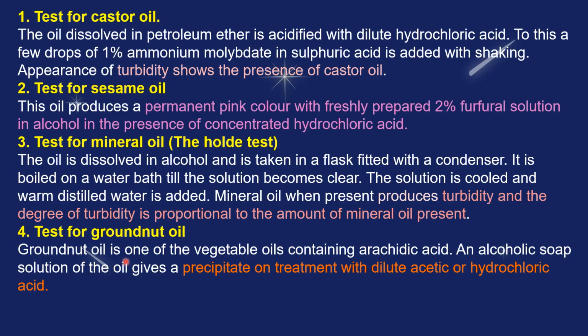Next is the test for groundnut oil. In order to check the mixing of groundnut oil, the groundnut oil has arachidic acid. So an alcoholic soap solution will give a precipitate on treatment with dilute acetic acid or hydrochloric acid. So this test can be performed to check whether groundnut oil is present.